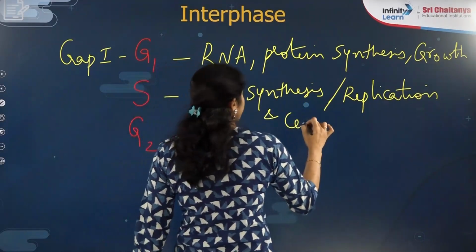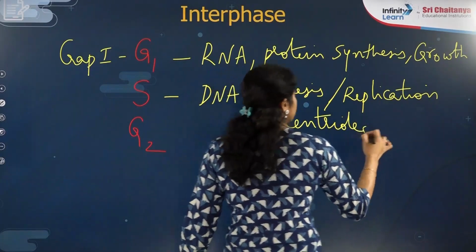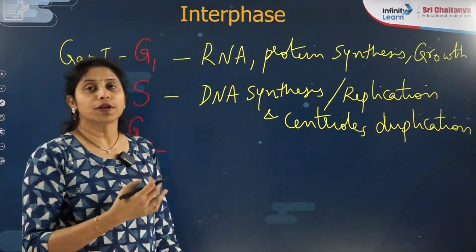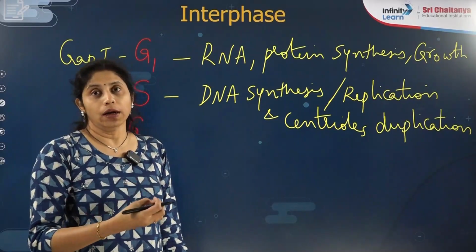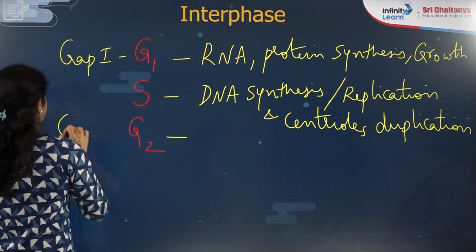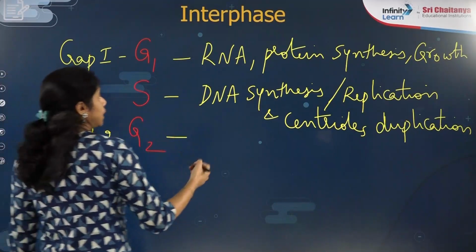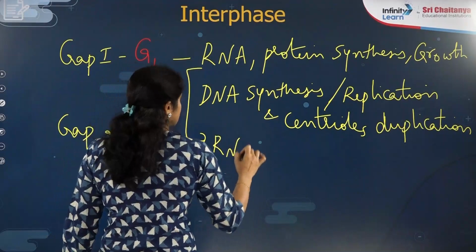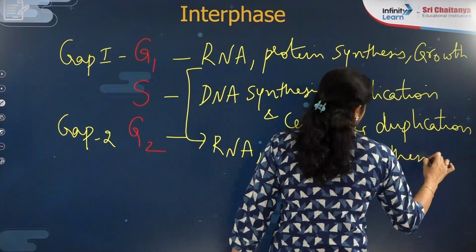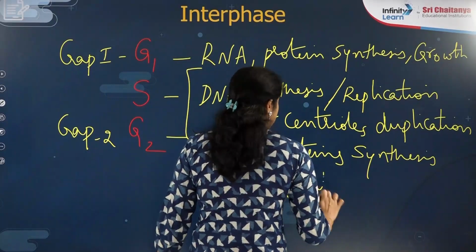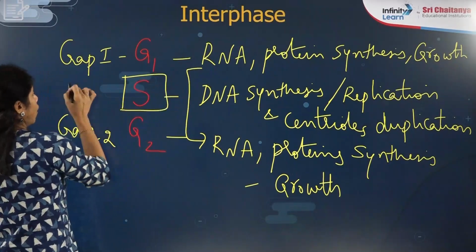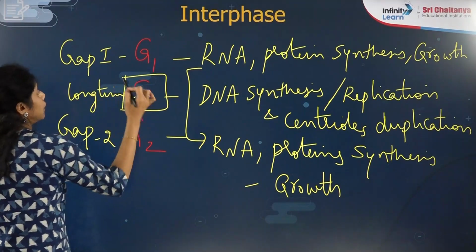Along with that, centriole duplication also occurs in the S phase. This is the most important phase of the interphase, and it takes a long time. Then the G2 phase is called the second gap phase, and here RNA and protein synthesis continue, which causes the growth of the cell. Cell growth continues even in G2. But out of all three interphase phases, the S phase takes the longest time.